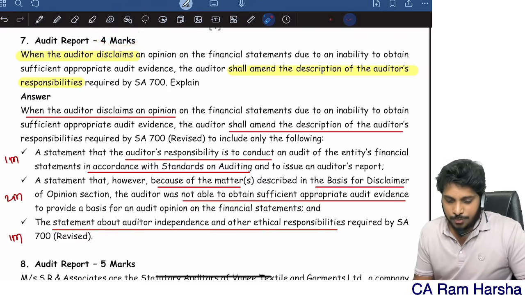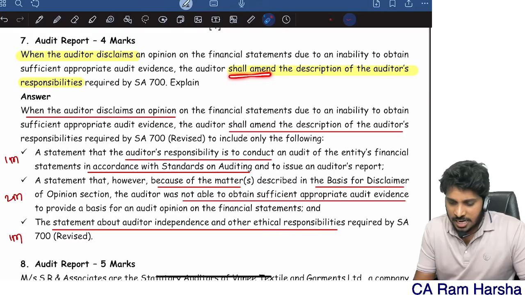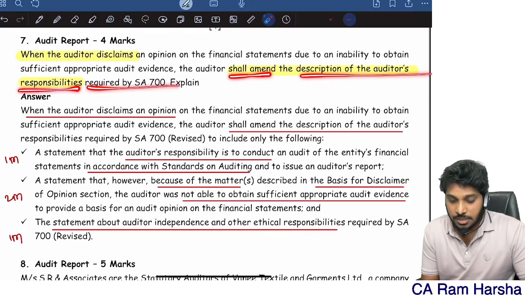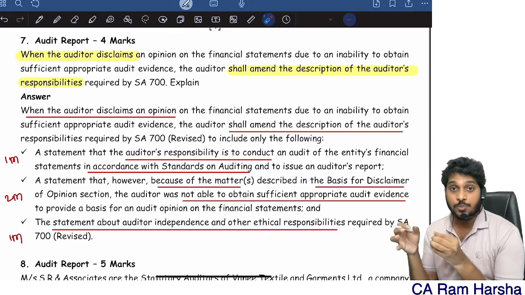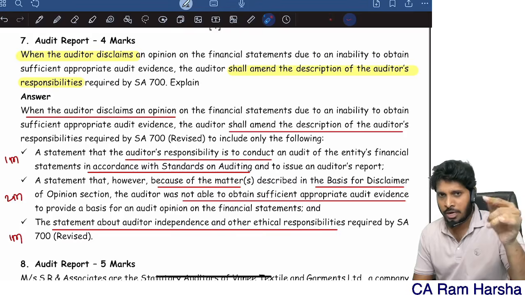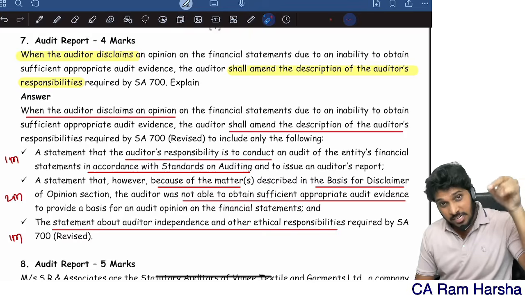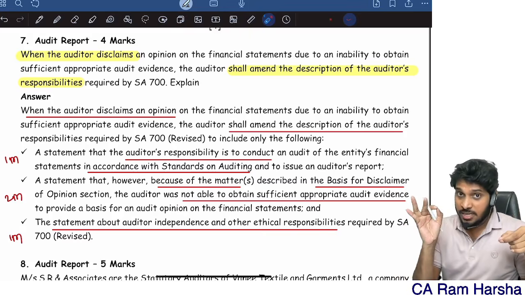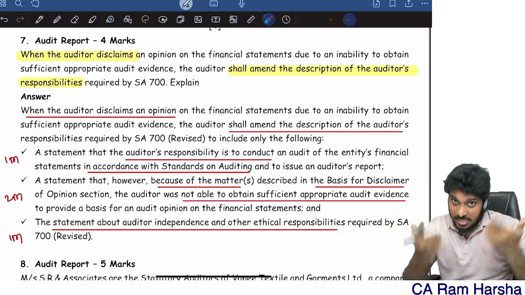Another question on audit report. Look at the question. When auditor disclaims an opinion, shall amend the description of auditor responsibilities. In audit report, there is an auditor responsibility section. That section has to be amended when auditor gives a disclaimer of opinion. In the January 2025 exam, when auditor gave a disclaimer of opinion, the basis for disclaimer of opinion section had to be amended in a certain way. That question was asked. This is a different question.